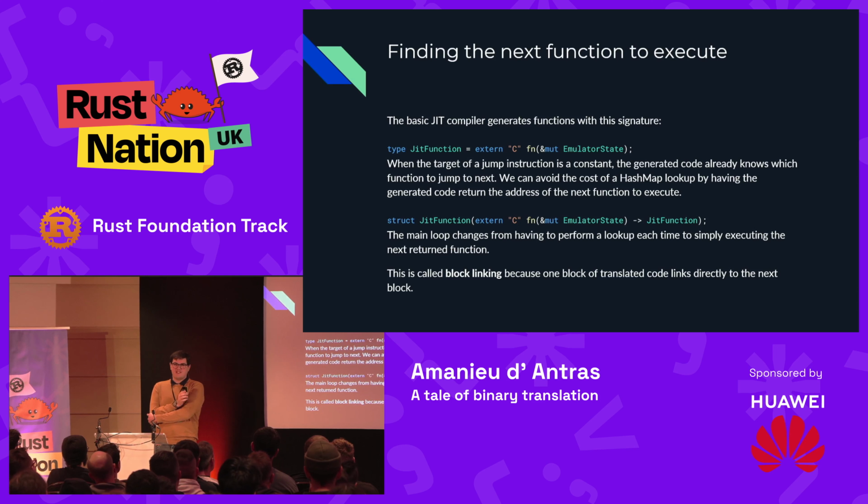We need to make a small change to how the emulator main loop works, in that the generated code needs to return the address of the next function to execute. So the emulator main loop then really just calls a function and then calls the function that it returned and calls the function it returned infinitely. In case the target of the jump is not known at compile time, the generated code is responsible for performing the lookup. So this is called block linking because one block of translated code is essentially directly linked to the next one.